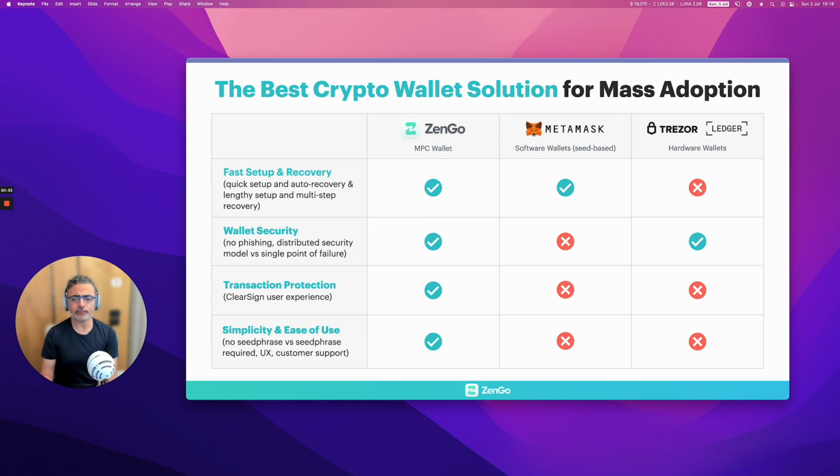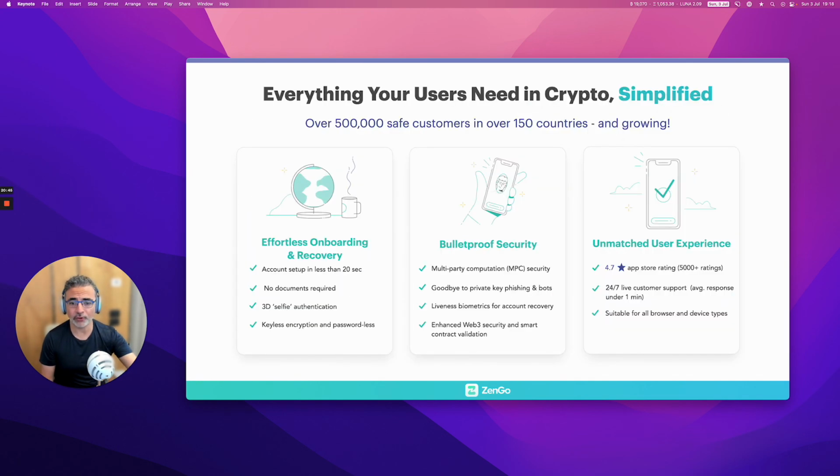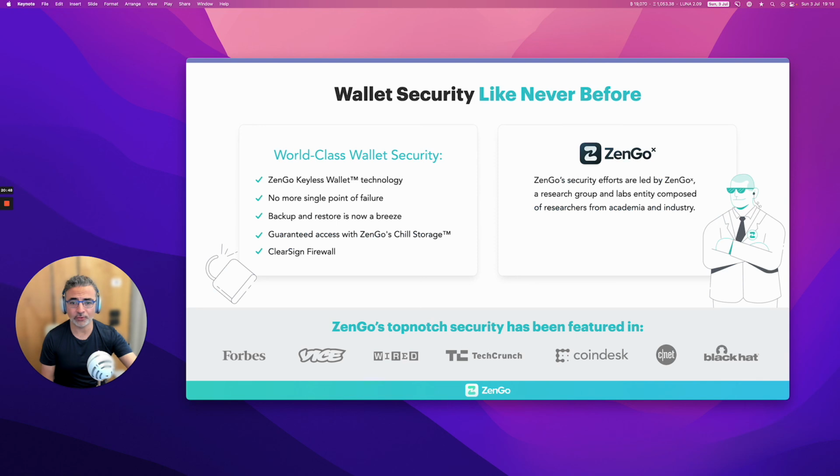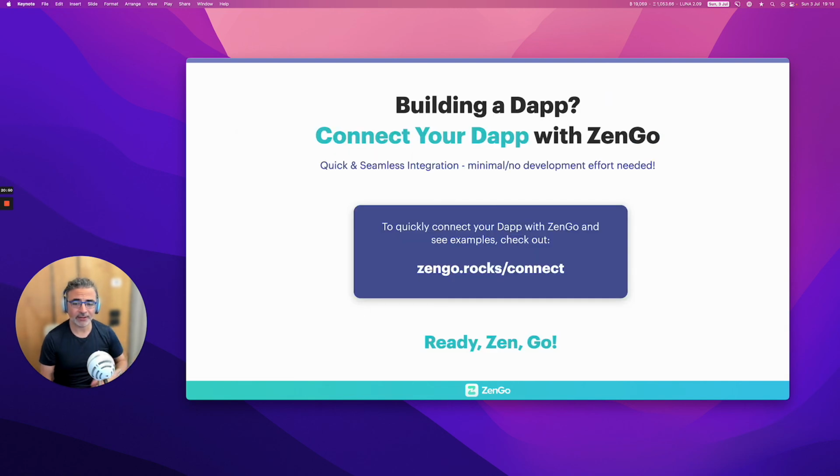It has simplicity and ease of use, right? Because it's so simple to get in, and there is no compromise between security and user experience in ZenGo. So this is something very, very important for everyone to realize. I'm going very fast on the last slide because this slide is very important.